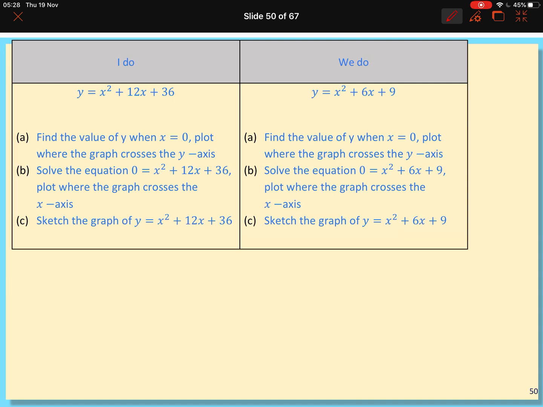Okay, so we need to find out the different combinations of the factors of 36 that will add together to get 12. And right off the bat, I can tell that's going to be 6, because 6 plus 6 equals 12. But remember, the first step is to find out what the y-intercept is. The y-intercept is the constant. So it's going to be 0, 36. Let's get to the factorizing now.